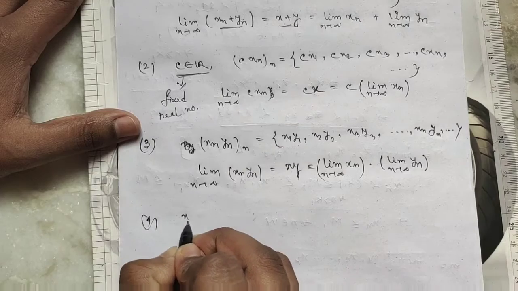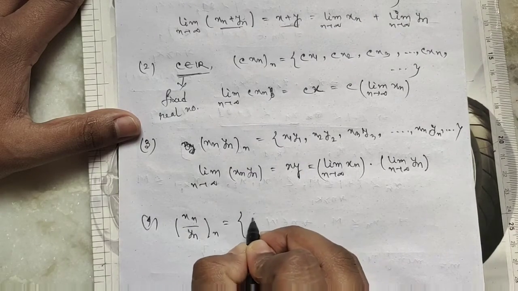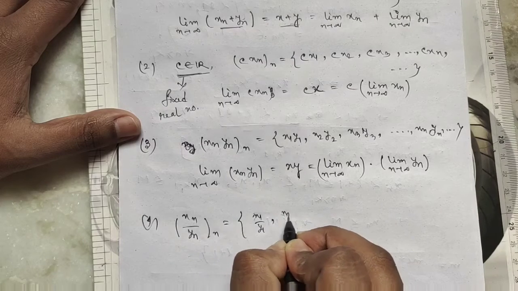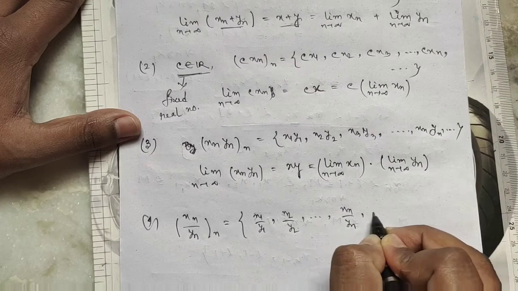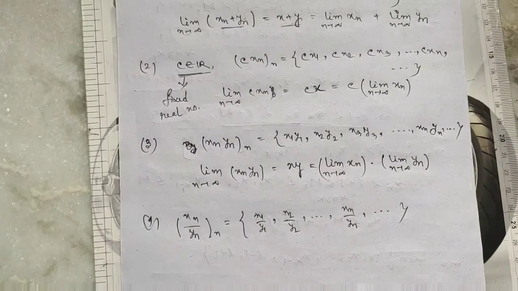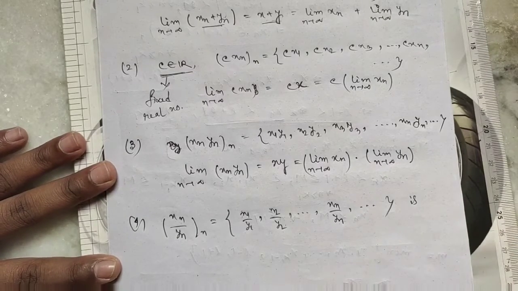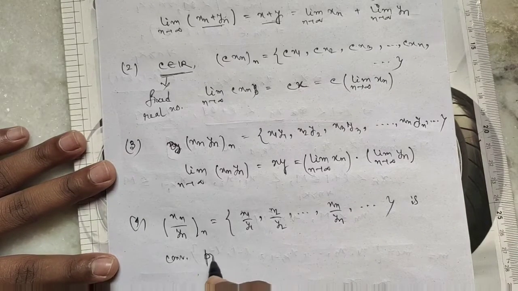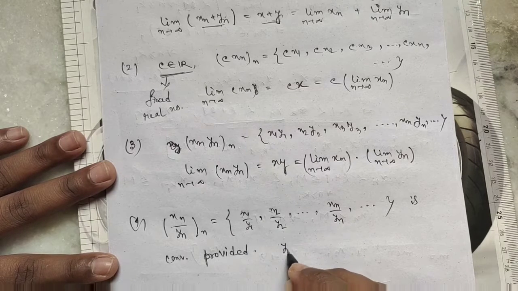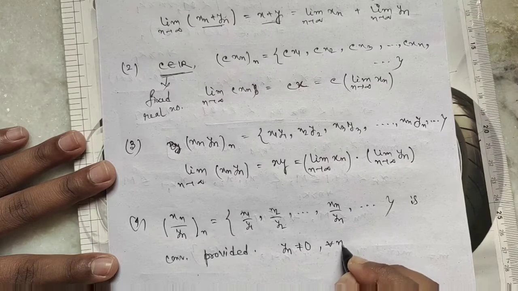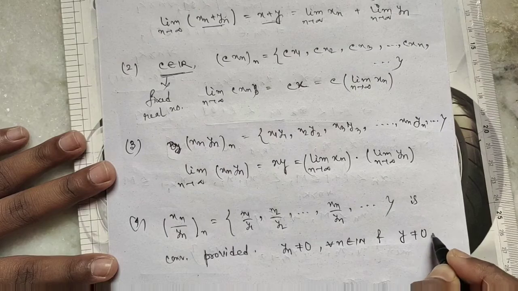Also, the sequence xn by yn, which is x1 by y1, x2 by y2, xn by yn, and so on, is also convergent provided yn is not equal to 0 for all n belonging to N and y is not equal to 0.